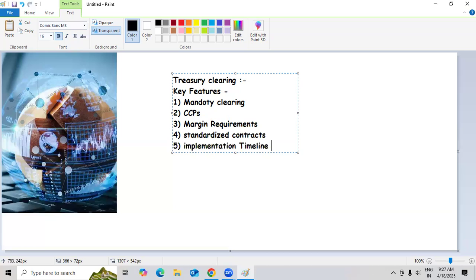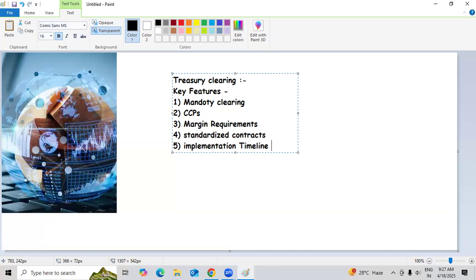When you're talking about mandatory clearing, the SEC rule requires most secondary market transactions and repurchase agreements in US Treasury securities to be cleared centrally. CCPs act as intermediaries, becoming the buyer to every seller and the seller to every buyer, guaranteeing trades and transaction completion.